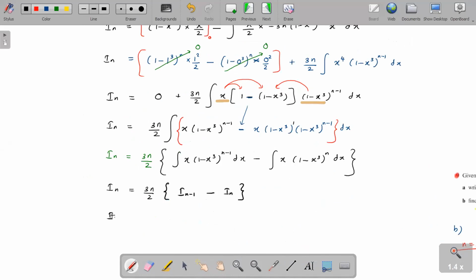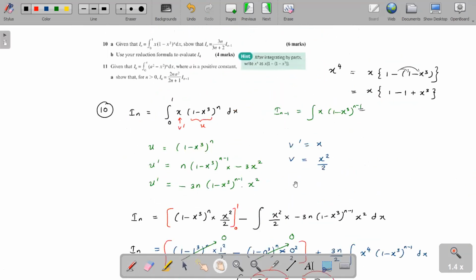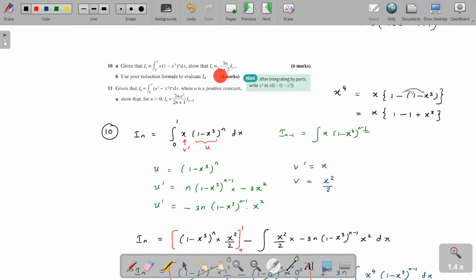So let's open this here. I_n equals 3n over 2 times I_(n−1), minus 3n over 2 times I_n. Do you agree? So then what we can do to show that is to make I_n the subject. Can you see? We make I_n the subject.